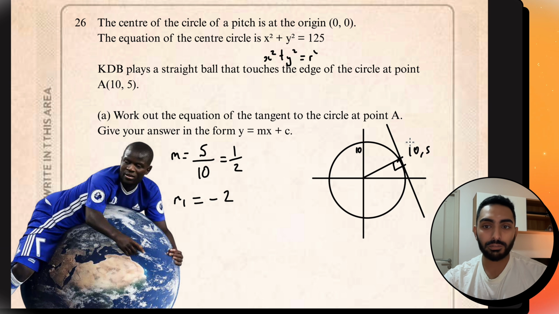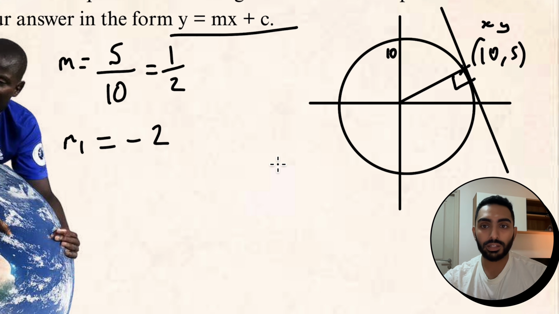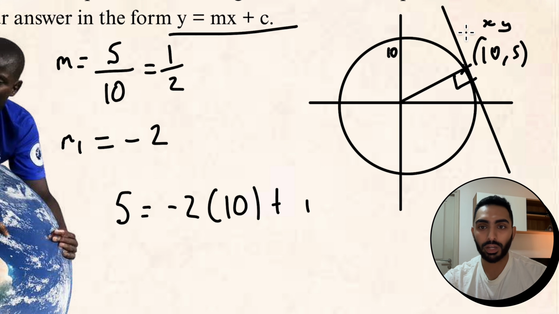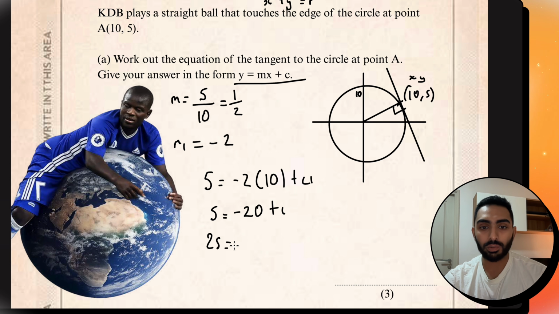So the gradient is -2, and we have an x coordinate and we have a y coordinate. If we substitute all of those pieces of information into here, we can find out what that equation is. y is equal to mx plus c. We know y is 5, m is -2, x is 10, plus c. We're trying to find out where it crosses; it's going to be somewhere up here. -2 times 10 is -20, plus c. And we need to add 20 to both sides. 25 is equal to c. And like I said before, it's going to be up here at about 25.